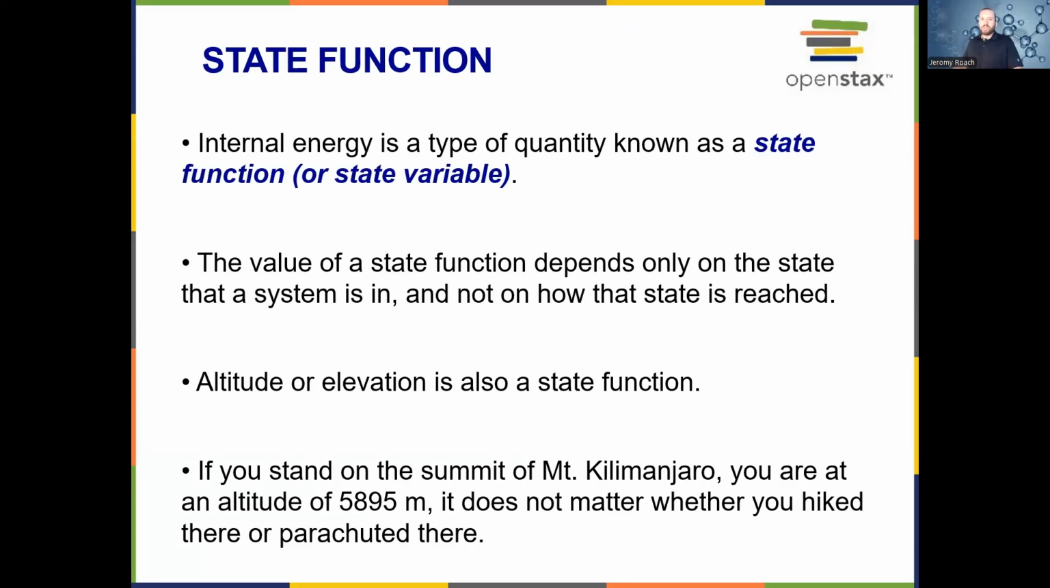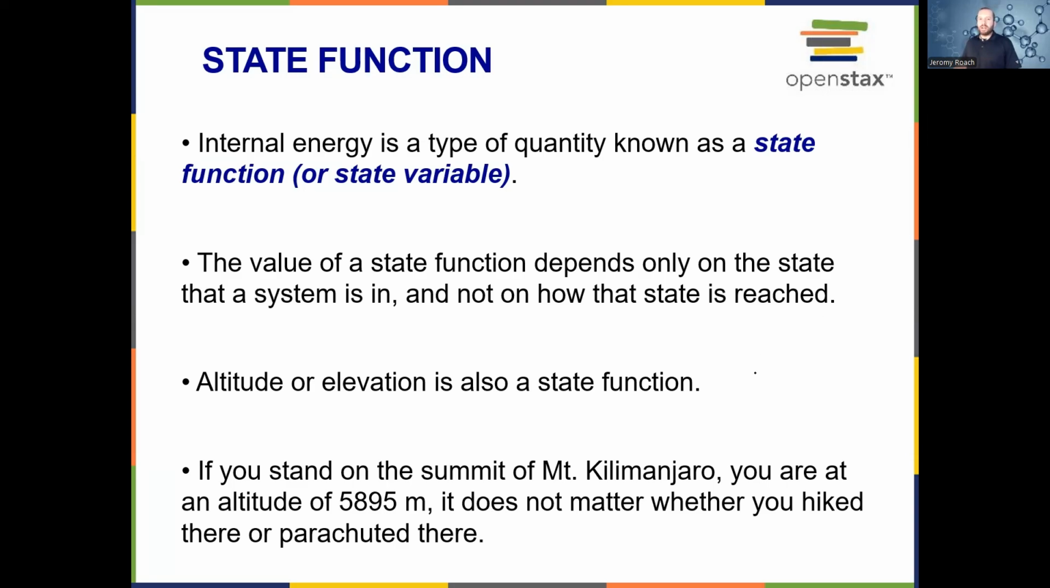A state function is a property that depends only on the current state of a system, not the path that is taken to get there. Some examples of state functions include pressure, volume, temperature, internal energy, U, and enthalpy, H. To contrast this, heat and work are not state functions. They depend on how the change happens.